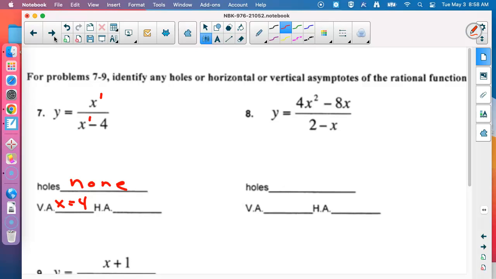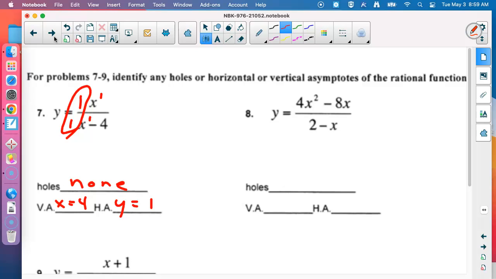If the degree of the top is less than the degree of the bottom, we put y equals 0. If the degree of the top equals the degree of the bottom, then what do we do? We do the funky fraction. Oh, there's no numbers in front. What are those numbers then? And what's 1 over 1? And we've got it.